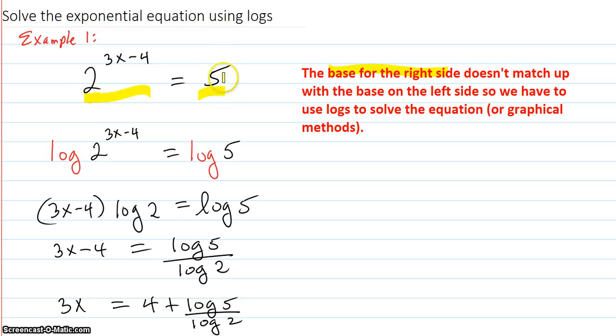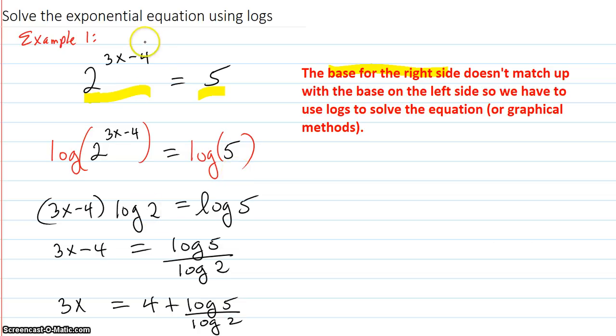Like if this side was 8 over here, it's really base 2 because it's 2 to the third, and then you could do it by hand. But because it's not matched up, we've got to use logs on both sides. So we're going to take the log base 10 of both sides. So we're going to have this. That's all we did, log base 10.